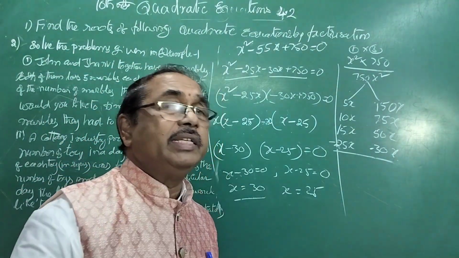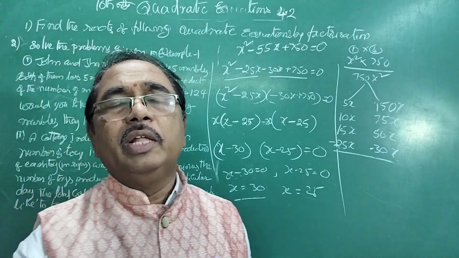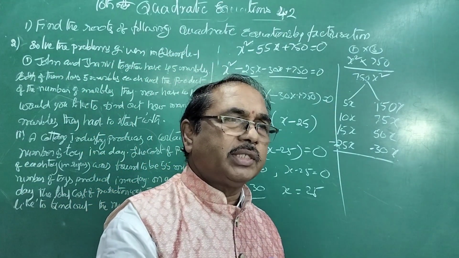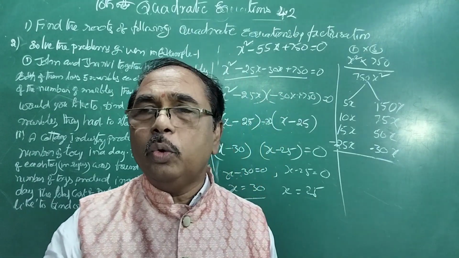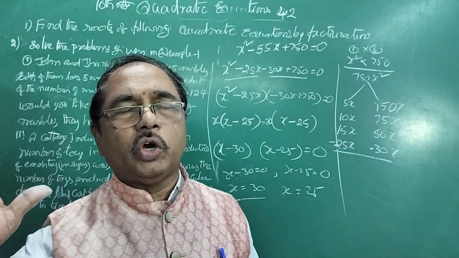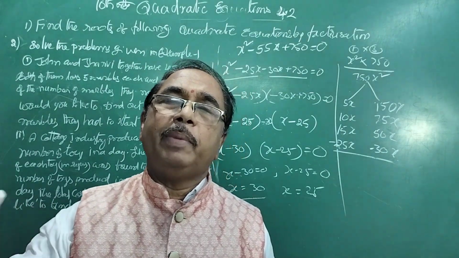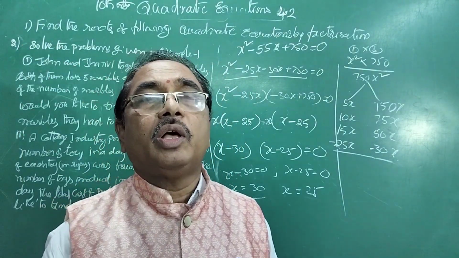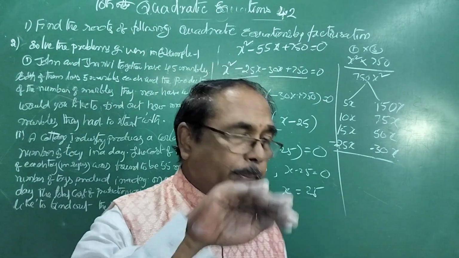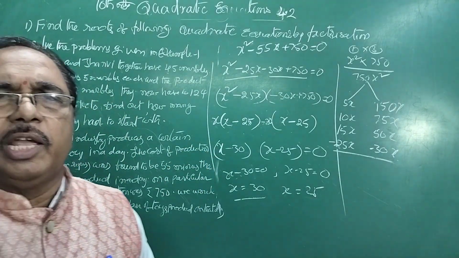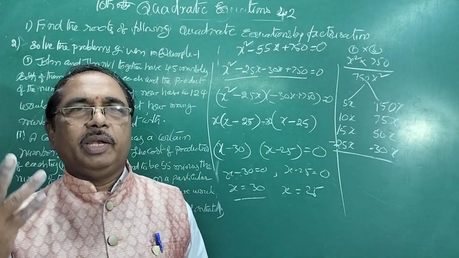Total cost on each day, x units, that means x toys. Total cost of production is the number of toys into each toy cost. Each toy cost x into 55 minus x is equal to total cost of production on a particular day. But that is equal to 750. Yes, the equation came. We can solve easily, properly, isn't it?